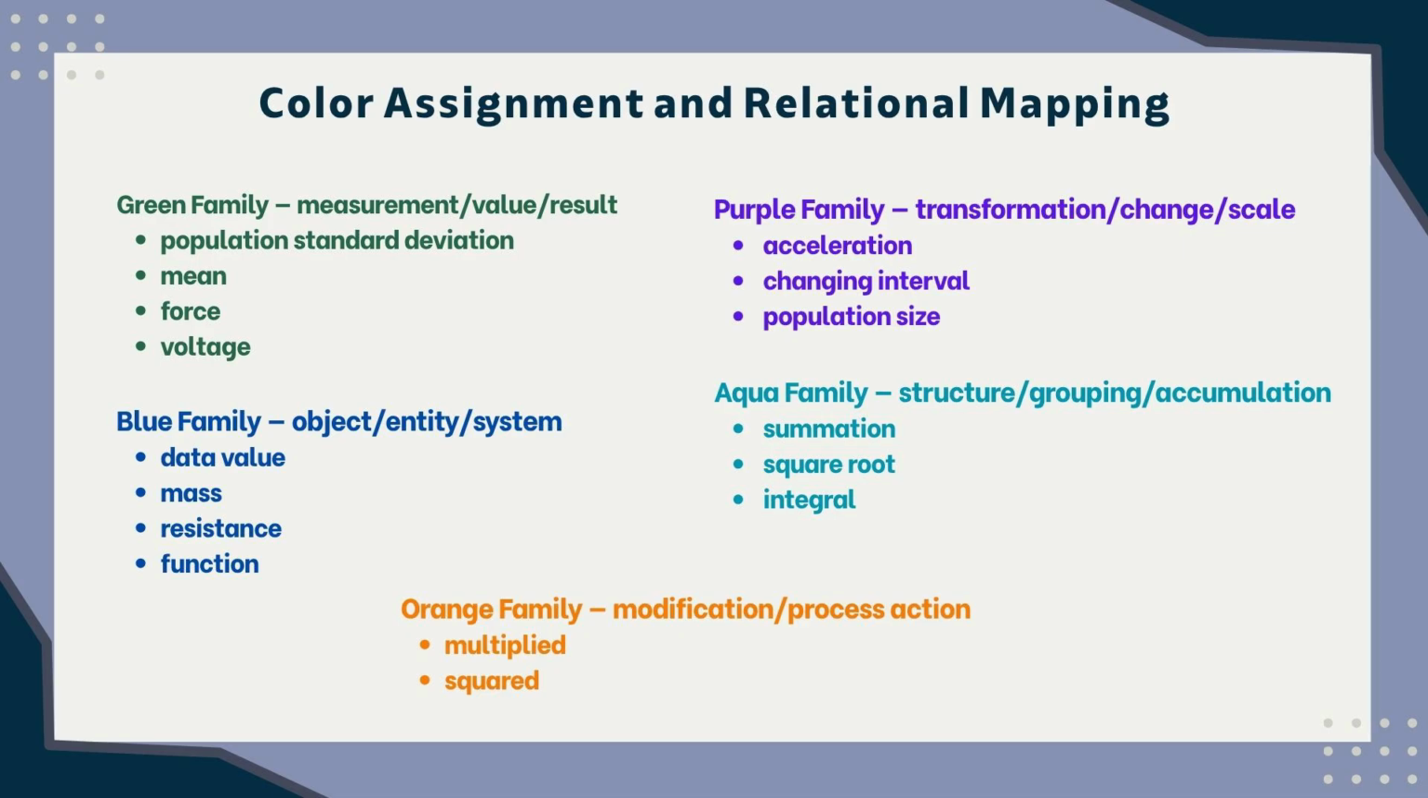Here, the color is assigned by conceptual role. Green tracks values or results, blue identifies objects or systems, purple signals transformation or scale, aqua marks structure and accumulation, orange shows process or modification. The important piece is consistency. Color becomes a relational map, not decoration.